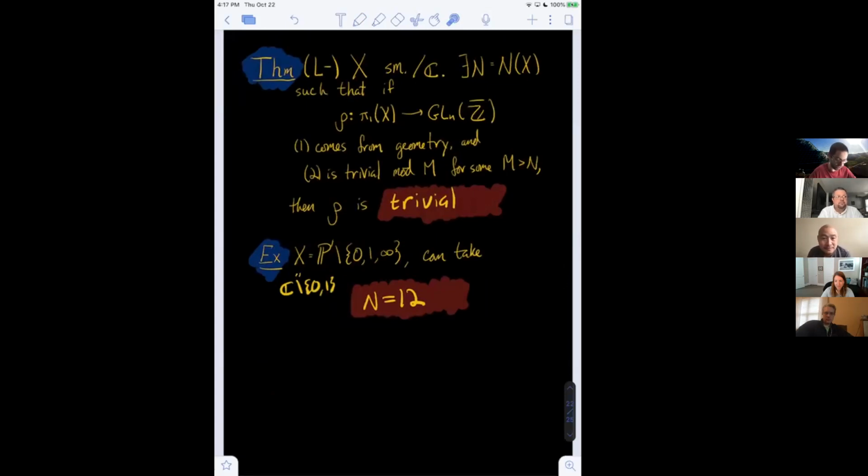Oh, and Jason asked, what does come from geometry mean? So comes from geometry means arises from the singular cohomology of a smooth proper map of algebraic varieties. Thank you, Jason. Yeah. So it means that it arises in this way we've been discussing. So it's one of these linearizations of an algebraic map.